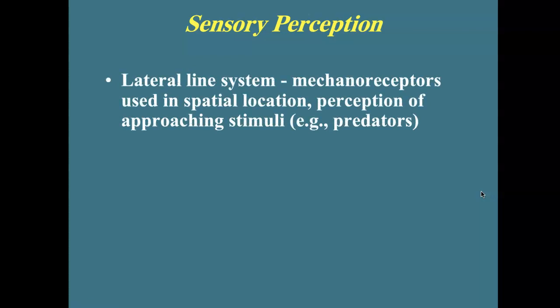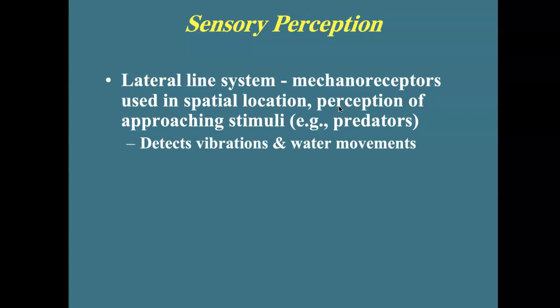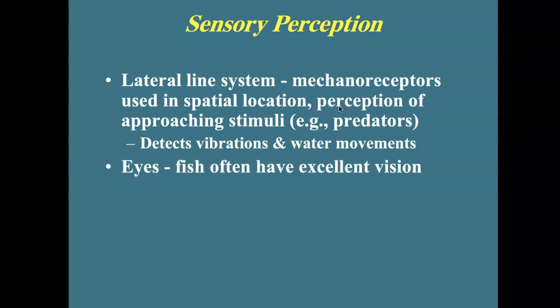Okay. Sensory perception, we've already talked about this. So obviously your bony fish are going to have this lateral line just like your cartilaginous fish do. And again, there are these little mechanoreceptors, because they mechanically are going to be moving this little hair-like structure that sticks up as water moves it. This is used in spatial location and in perception of approaching stimuli, because it's detecting water turbulence, water movement. So again, it's detecting vibrations and water movements. They can even detect sounds in the water, the vibrations of sounds that move through water. That's detected on their lateral line.